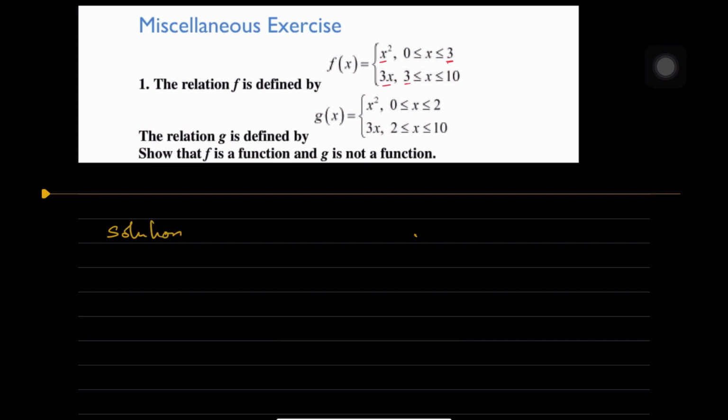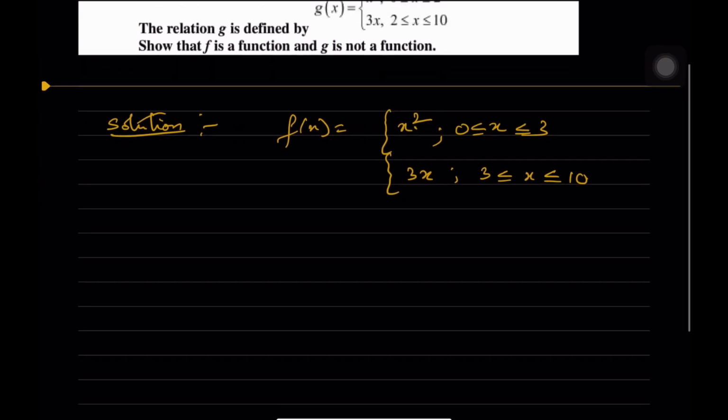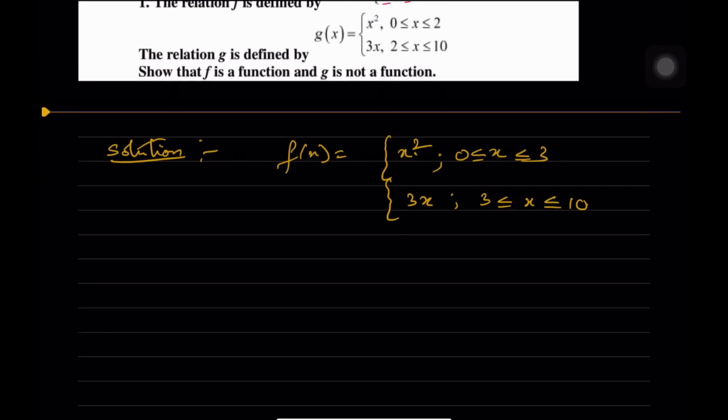In this solution, f of x is given as x square when x takes all values between 0 and 3, and it is equal to 3x when x takes values between 3 and 10. So we'll see whether this is a function or not. We'll draw a table with x and f of x, and see what values it takes.